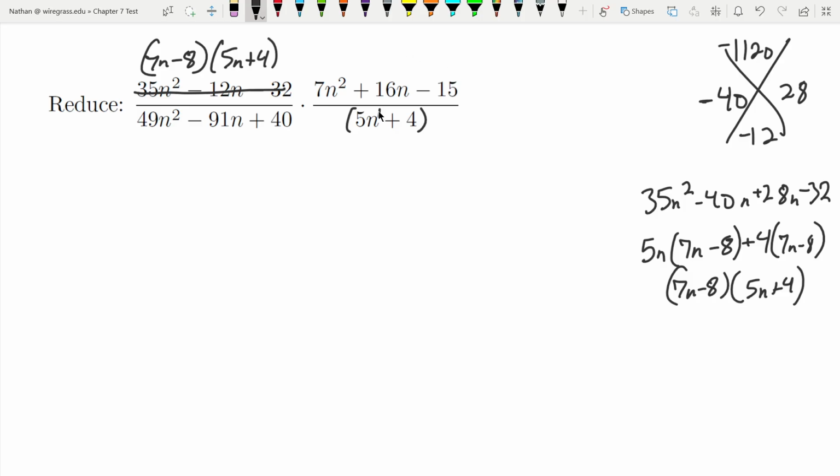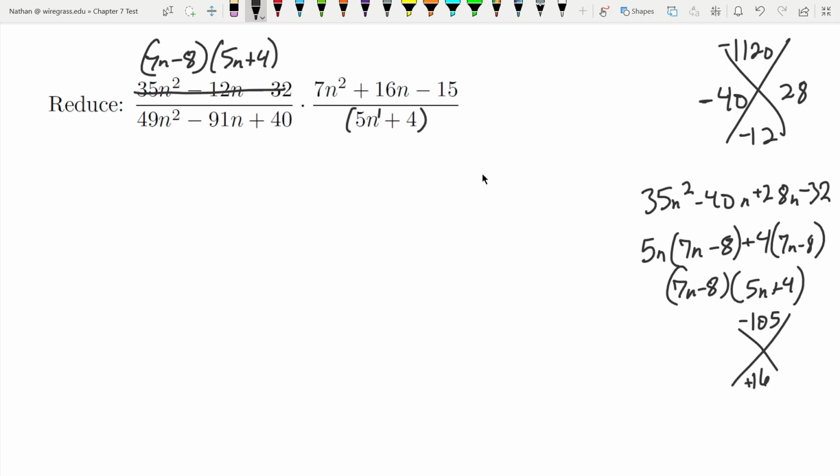Okay, the next one, 7 times 15 is, let's see, 70 and 35. It's going to be negative 105. B is 16. 7 and 15 are only, let's see, 8 units apart. So we're going to have to find numbers that are further apart.